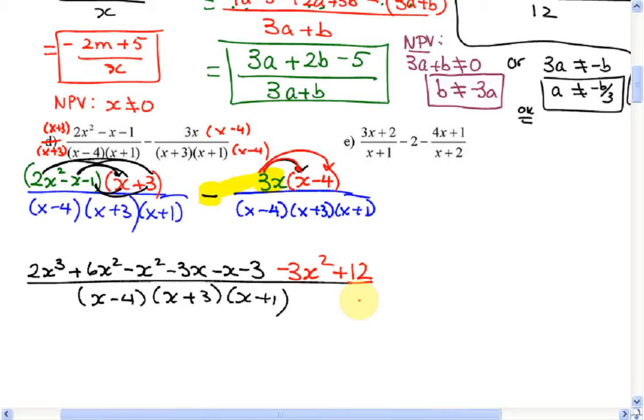Thank you. What did I forget? It's negative 3x times negative 4. It should be negative 12x.